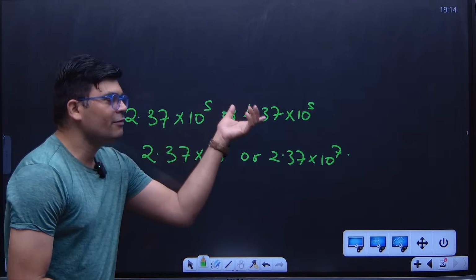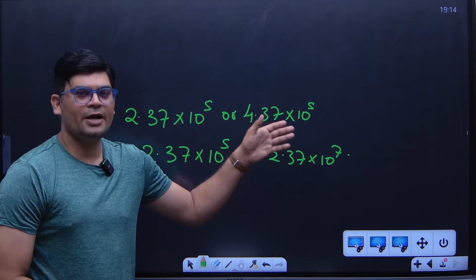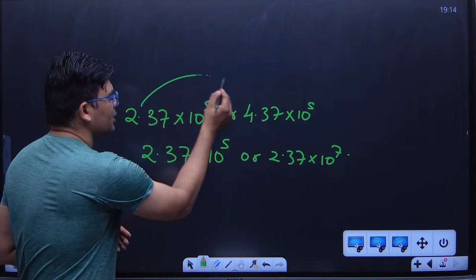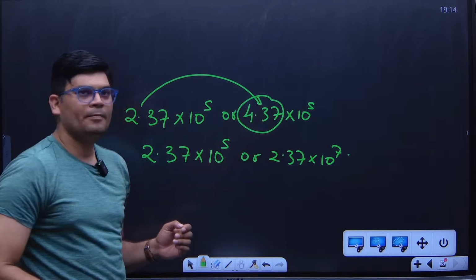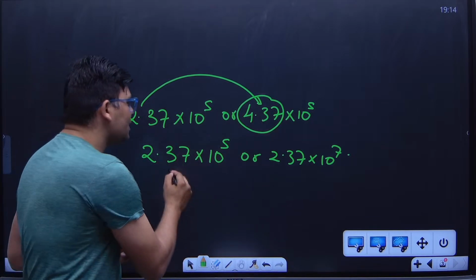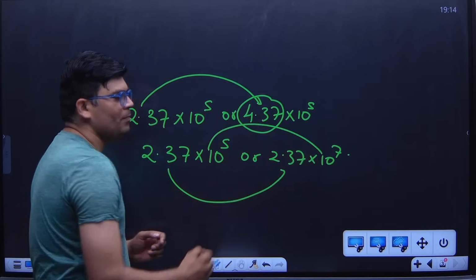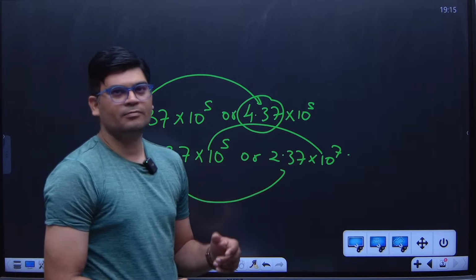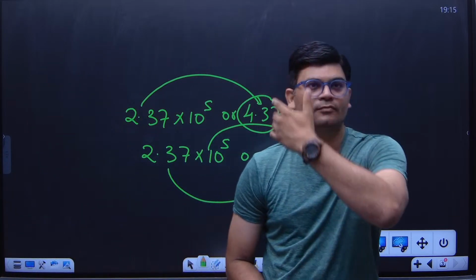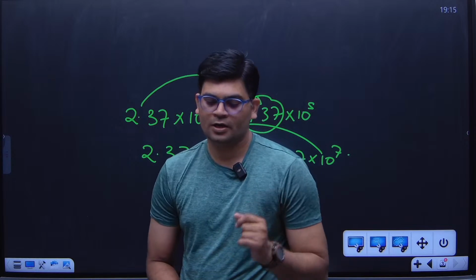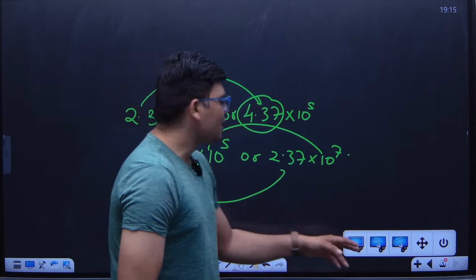So you can find, if the power is same, the number with the bigger value is the greater number, and if the numbers are same, the number with the bigger power is the greater number. Are you getting it? Yes, sir. Now these are very easy questions.